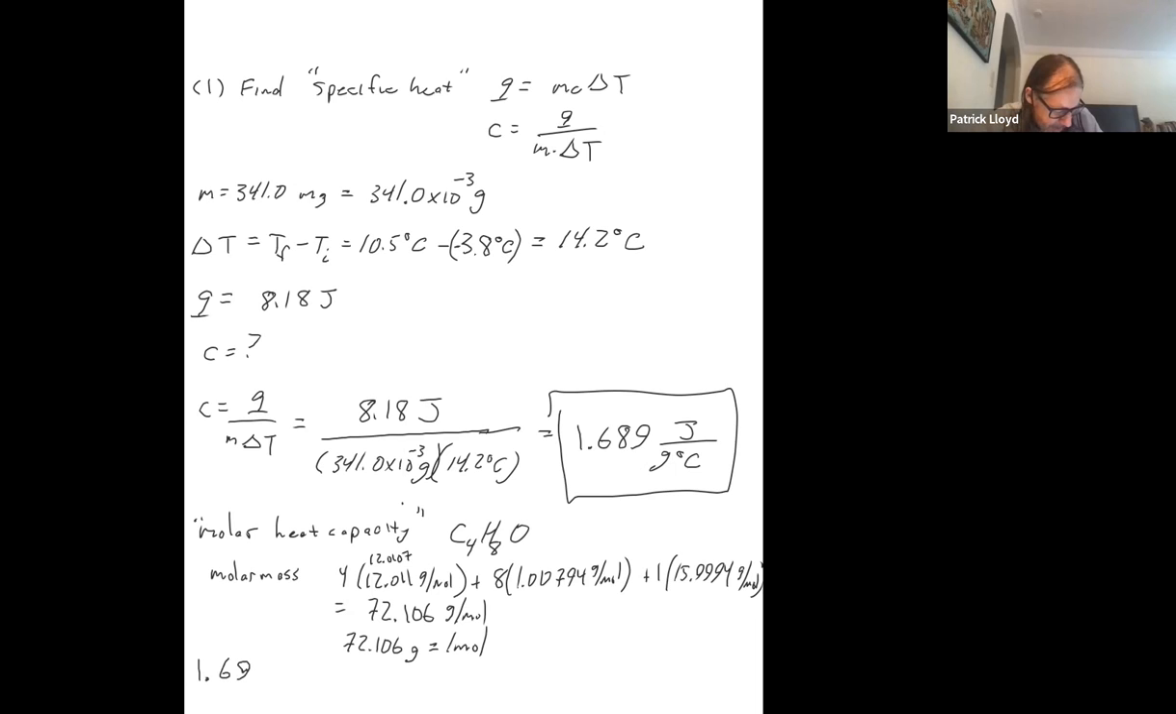1.689 joules per gram degree C. So I'm going to put 1 mole down here and 72.106 grams up here. Why am I doing that? Because I want to convert the grams to moles. So if I put the gram up here, the grams will cancel, and now I'll have moles at the bottom. So in order for that to work, I got to multiply by the 72.106.